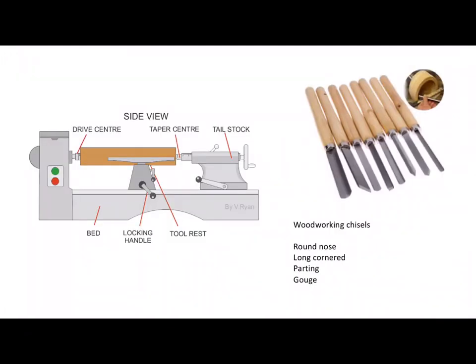Just like in a metalworking lathe, the material to be shaped is held and rotated at a suitable speed. Instead of a cutting iron, chisels are used to shape the wood. These chisels are held on the top of the tool rest and applied to the rotating workpiece. Common chisels used in woodworking lathes include round nose chisel, long cornered chisel, parting chisel, and a gouge chisel.